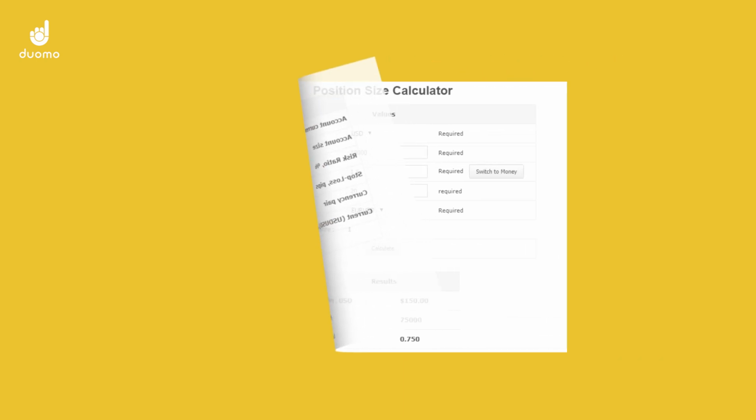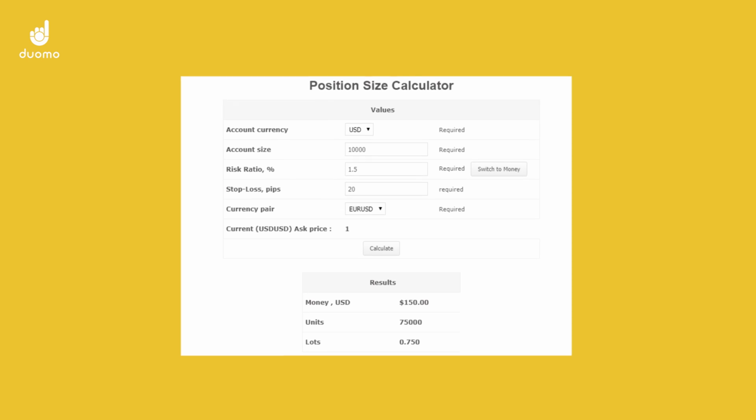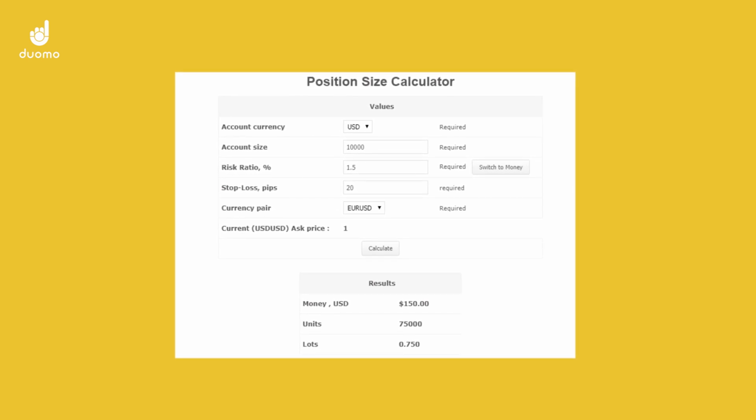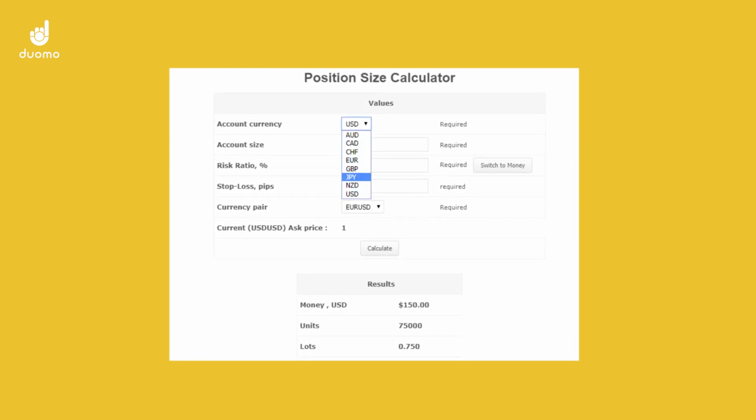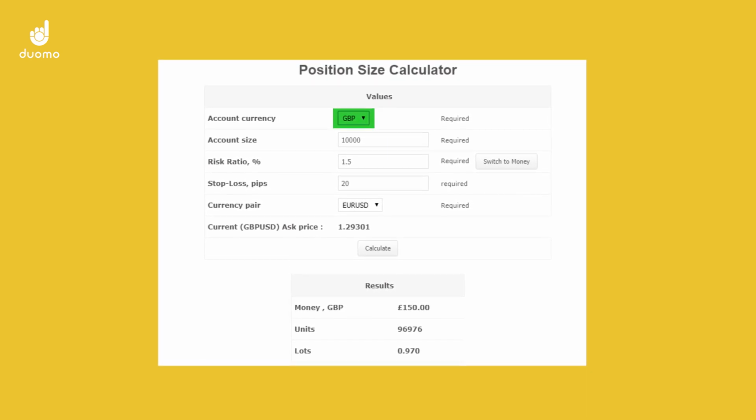So for example, if we look at this calculator here, it's showing the first example that we gave on a US dollar account, the one that we just went through. But if we change the account to GBP, so British pound sterling, you can see that we get a completely different outcome.